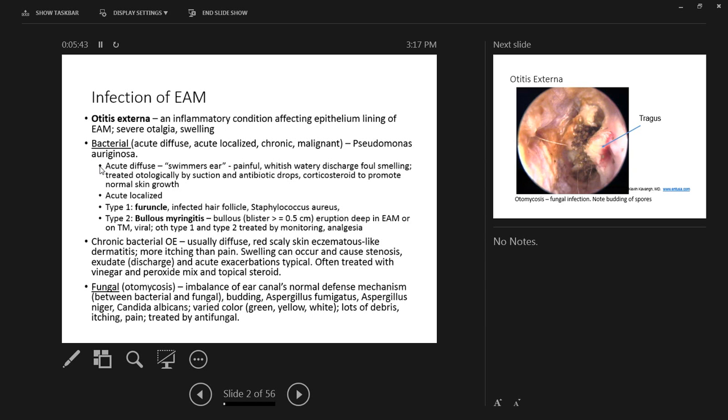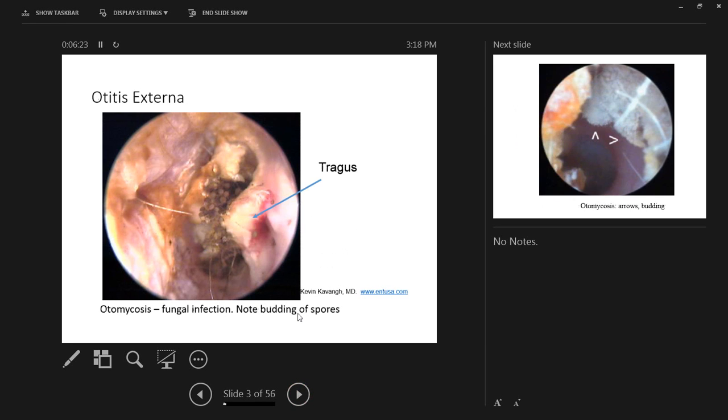A fungal type, it's a fungus. The type of fungus that does this is Aspergillus fumigatus, Aspergillus niger, or Candida albicans. The Candida albicans, that's a yeast infection. It's generally characterized by some budding, where you can literally see the spores with a little magnification. It's a different color down the canal. There's a lot of debris, there's itching, there's pain, and of course the way to treat it is with an antifungal ointment. So let's take a look at some pictures.